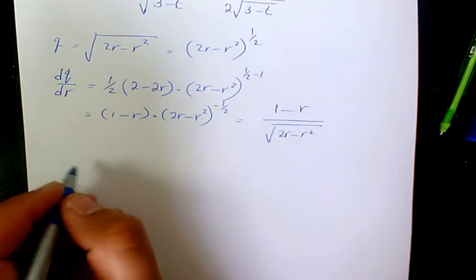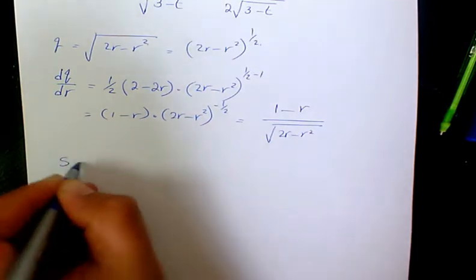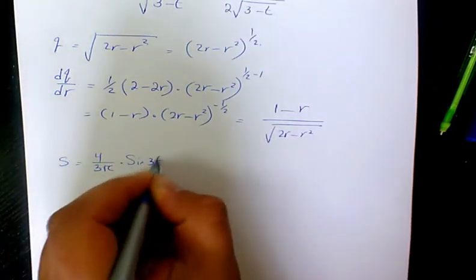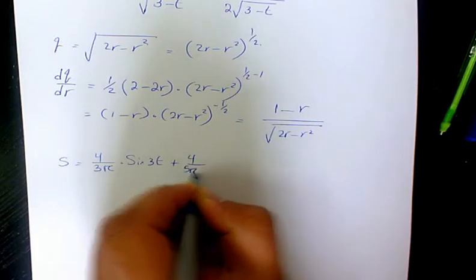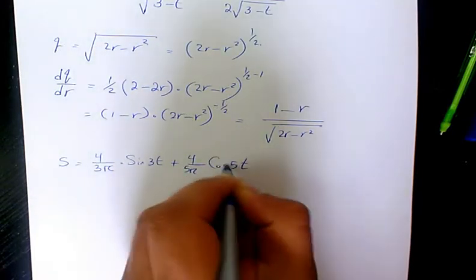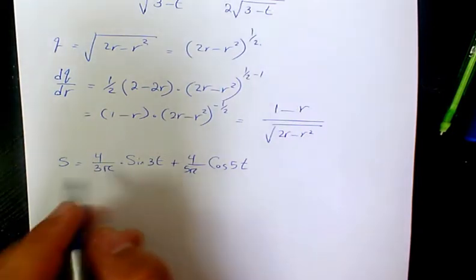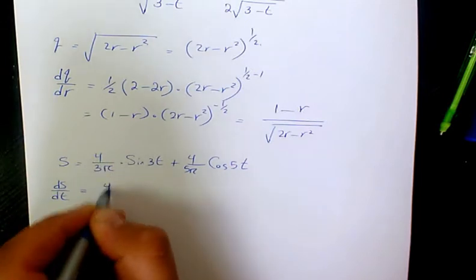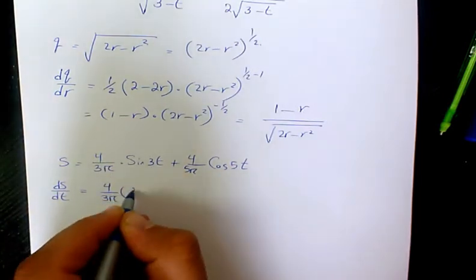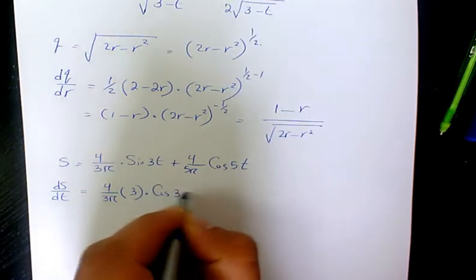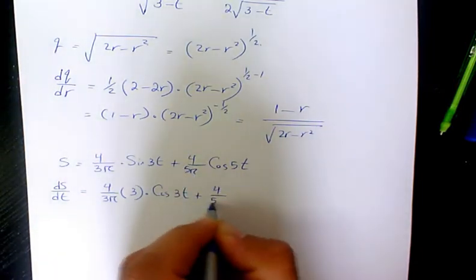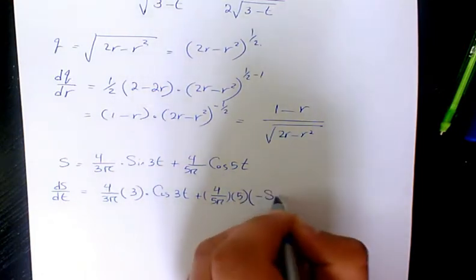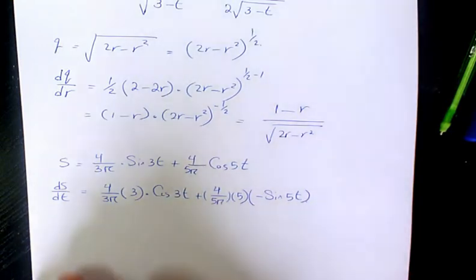Next one, s equals 4 over 3 pi times sine 3t plus 4 over 5 pi cosine 5t. When you find the derivative, ds over dt will be 4 over 3 pi times 3 times cosine 3t plus 4 over 5 pi times 5 times minus sine 5t.